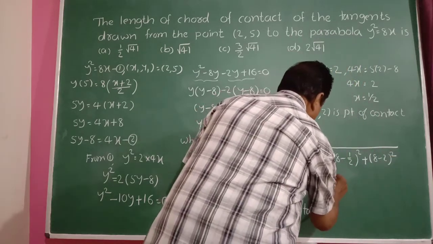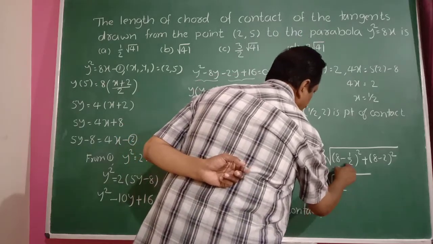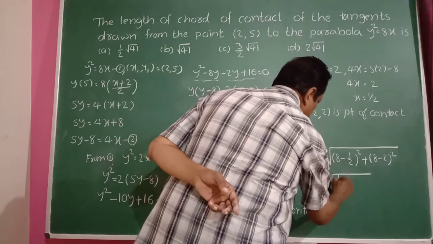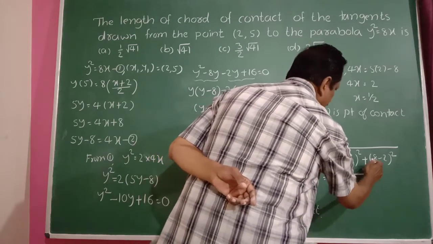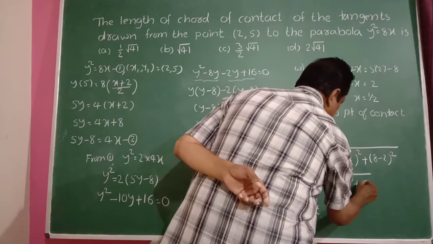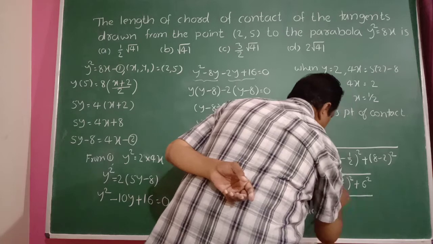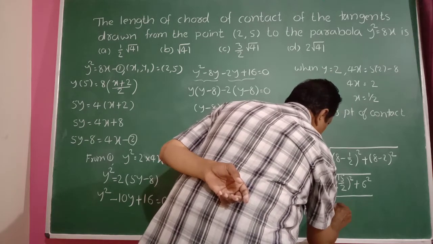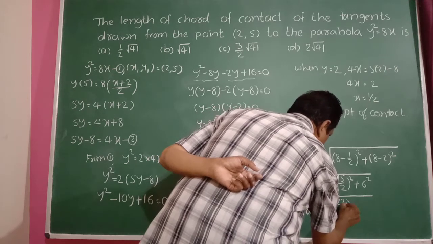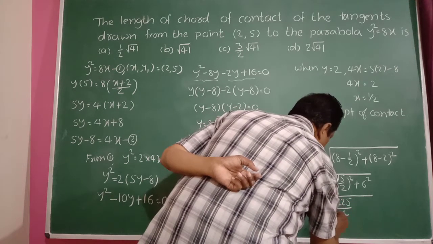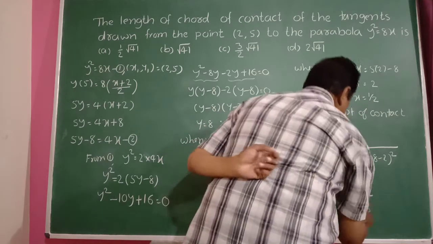Therefore, this is equal to root of, taking LCM 2, 8 twos are 16, 16 minus 1 becomes 15. So (15 by 2) whole squared plus (8 minus 2), that is 6 squared. Therefore, this is equal to root of 15 squared, which is 225, divided by 2 squared, which is 4, and 6 squared is 36.